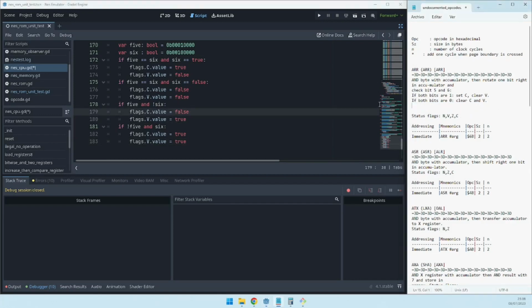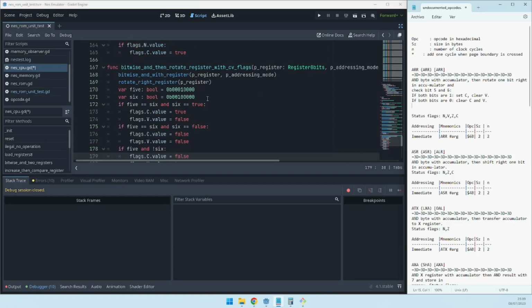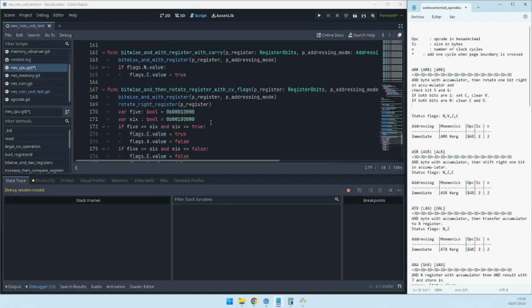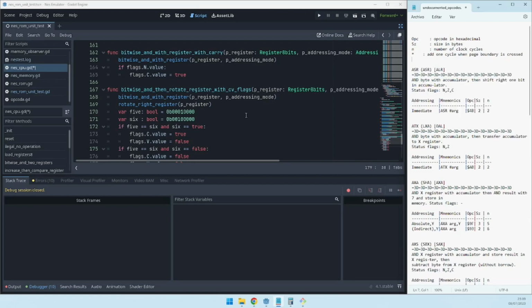Okay, this one. If both are 0, then clear both. If both are 1, then set C. Okay, should be correct. Famous last words. We have no way to test it.